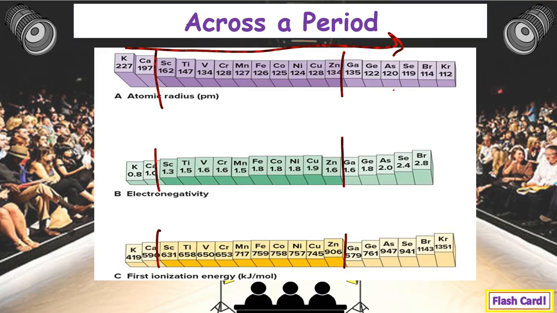But with transition metals, atomic size decreases at first, but then remains relatively constant. So we can see there's some increase here with our scandium and titanium, but they basically remain constant as we go across the actual period.